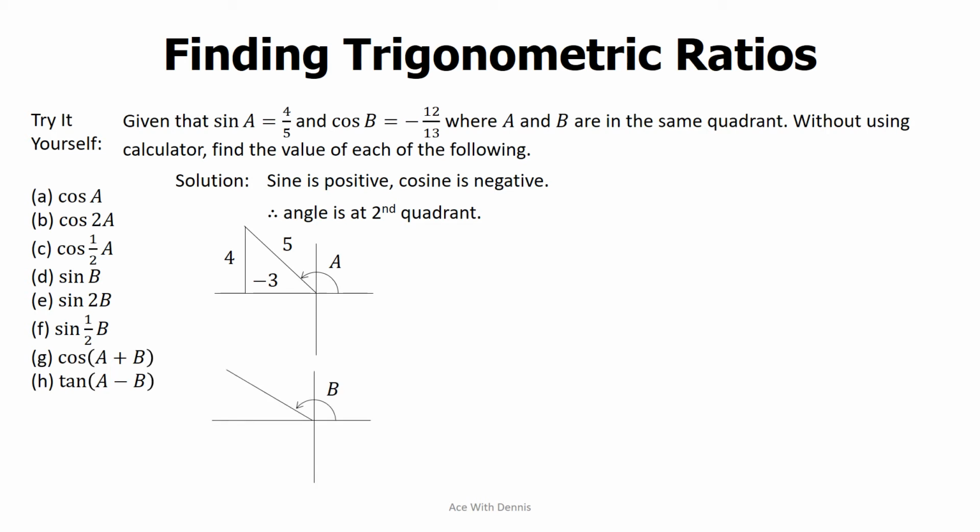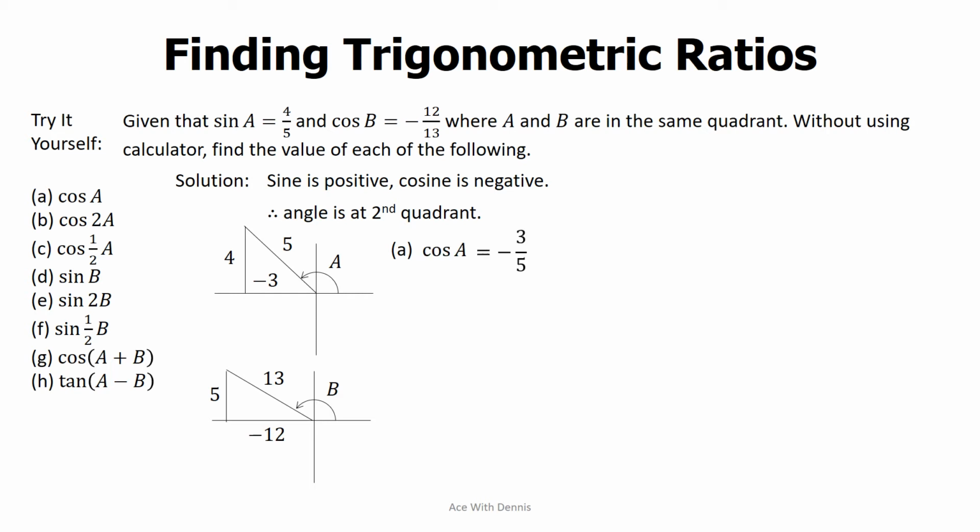For angle B, this is the angle B. It forms a right angle triangle. The opposite length is 5. The adjacent length is -12. And the hypotenuse is 13. So how to get these values, right? Remember, we always apply Pythagoras theorem. Now we can start to answer the question.